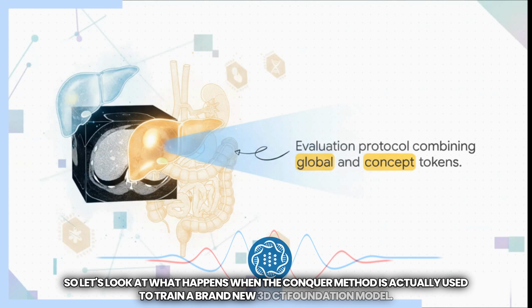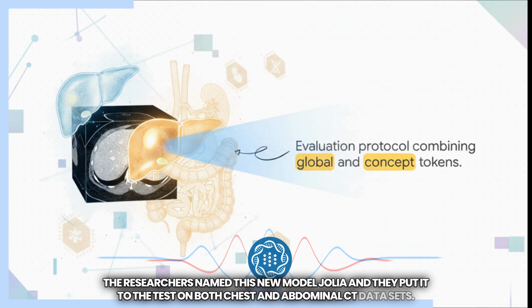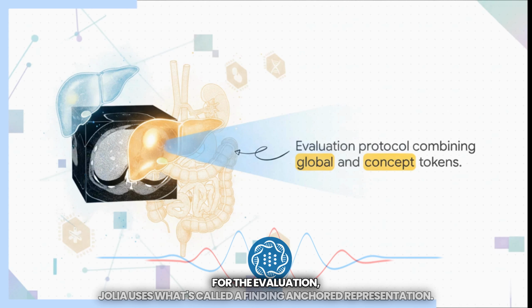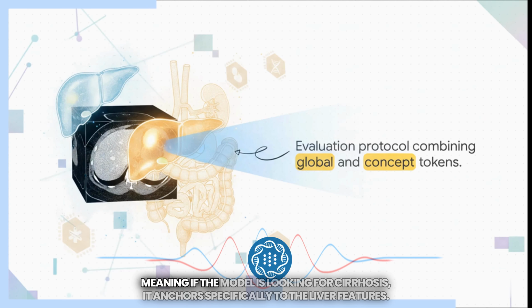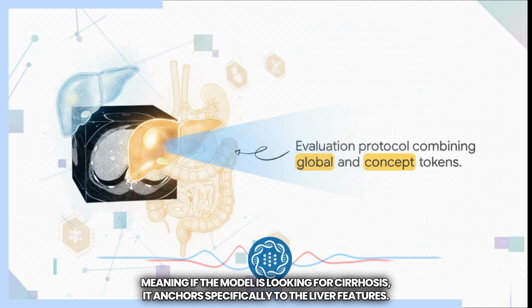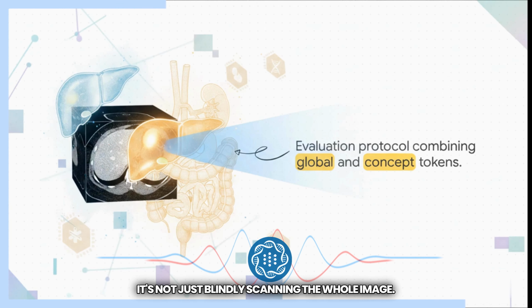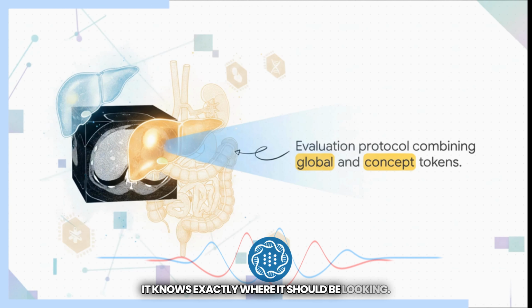The researchers named this new model Jolia, and they put it to the test on both chest and abdominal CT datasets. For the evaluation, Jolia uses what's called a finding-anchored representation. It cleverly combines the global understanding of the scan, the big picture, with the hyperspecific feature data of the targeted organ, meaning if the model is looking for cirrhosis, it anchors specifically to the liver features. It's not just blindly scanning the whole image, it knows exactly where it should be looking.